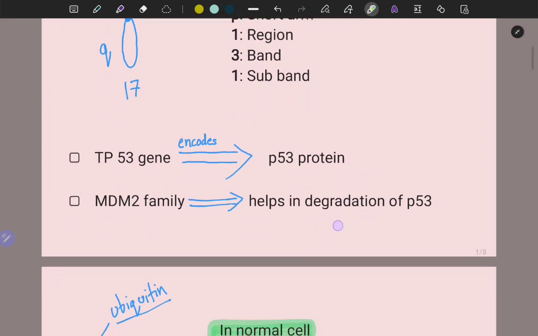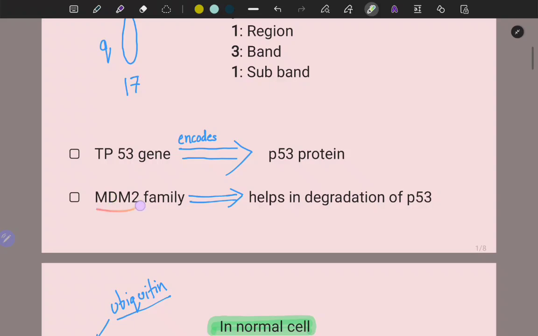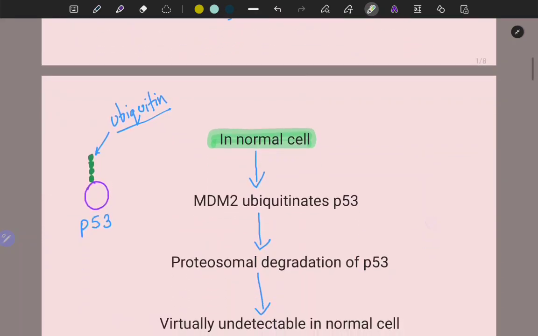There is another family of proteins known as the MDM2 family of proteins, and the main function of this is to help in degradation of P53. So the activity of the P53 protein is checked by the MDM2 family of proteins. In a normal cell, what happens is MDM2 protein ubiquitinates P53. So what does it mean?